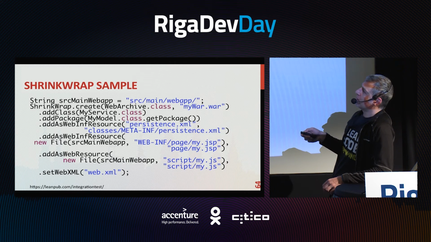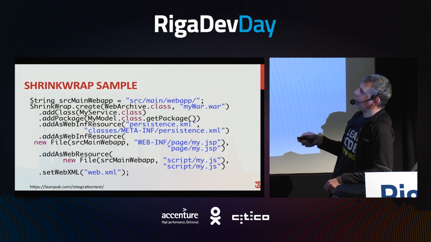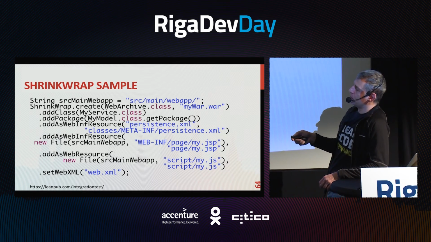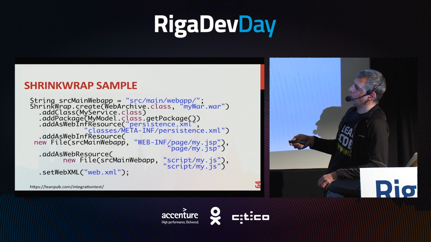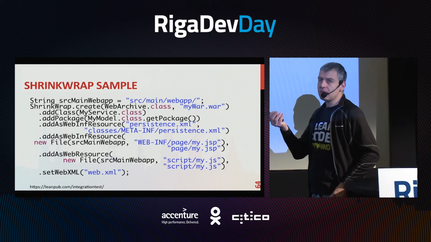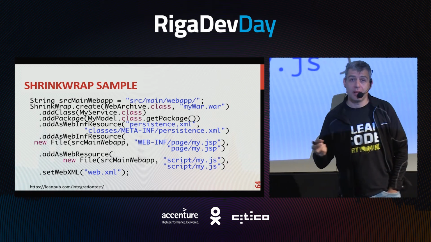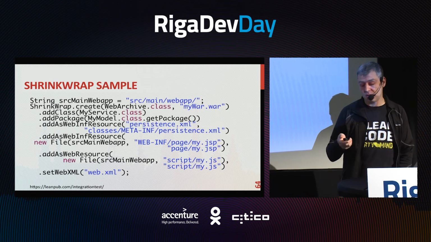You can do it like that. Likewise, with the WEB-INF page my JSP. And here you can put it at the root of the folder, so this one, the JavaScript, will be accessible. And don't forget to use the web.xml that you want, and you're done. So this is a simple DSL that lets you pick and choose whatever resources you need. And it works quite well.